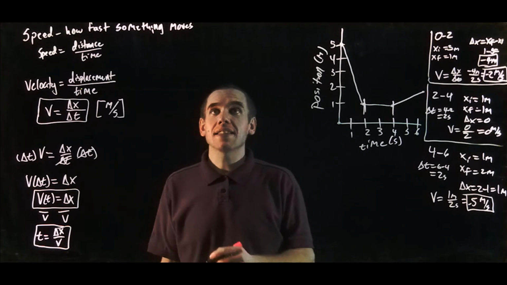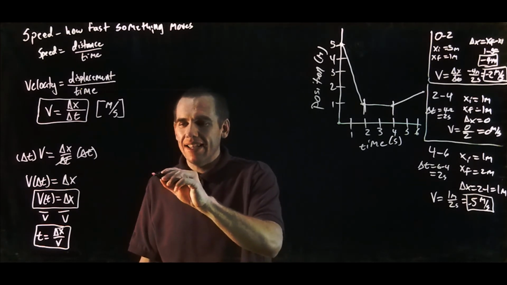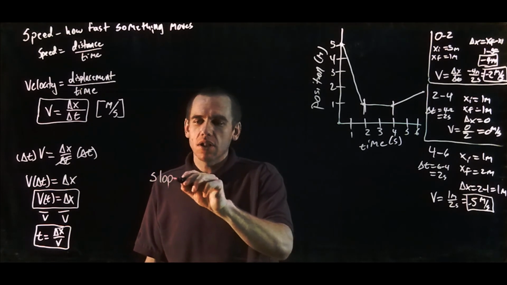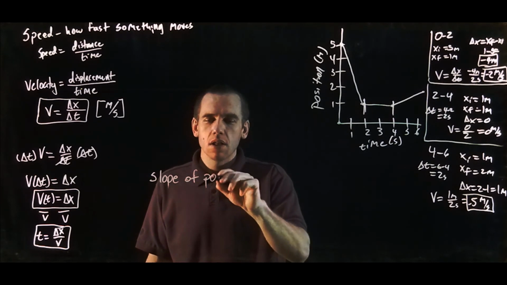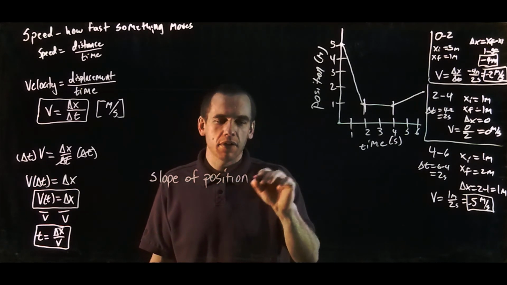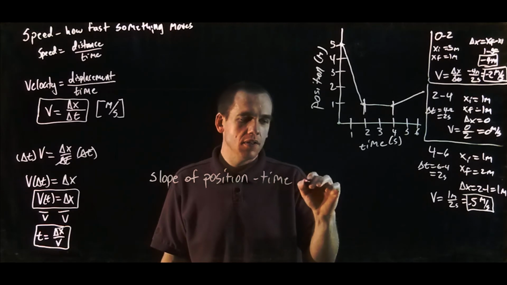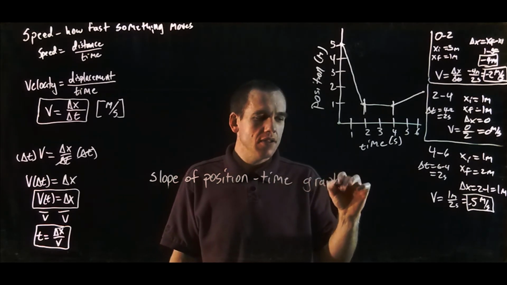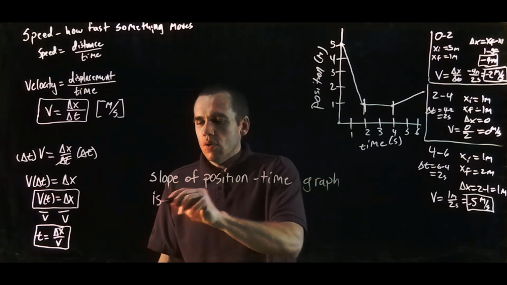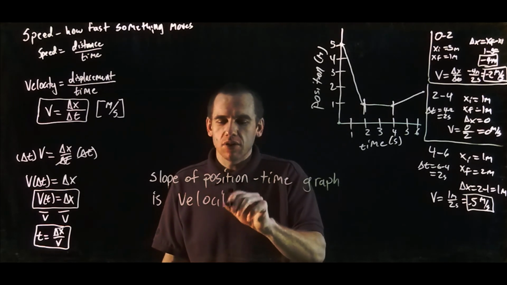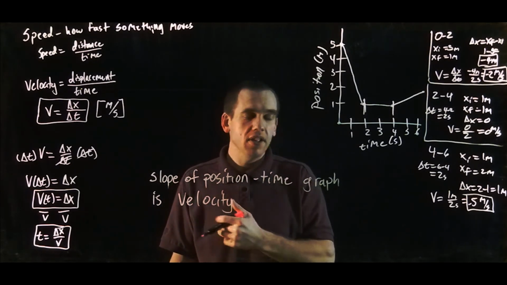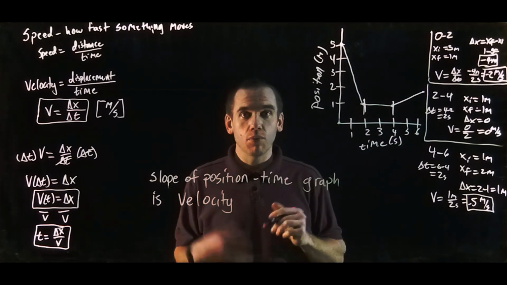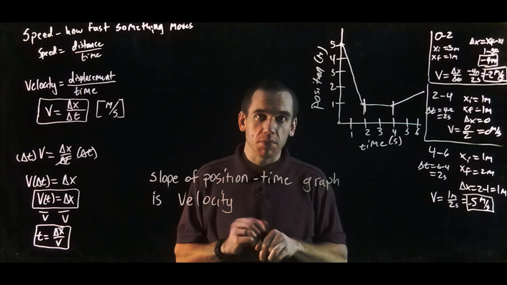Which means the last thing that we're going to write down for this is the slope of position time. The slope of a position time graph is velocity. So you can calculate something's rate of change of position, you can calculate its velocity based off the slope of whatever interval you're looking at on your position time graph.